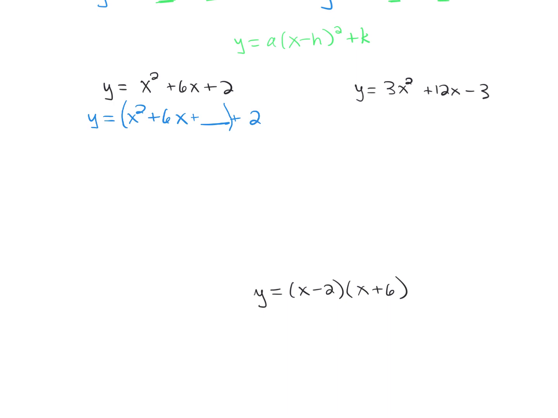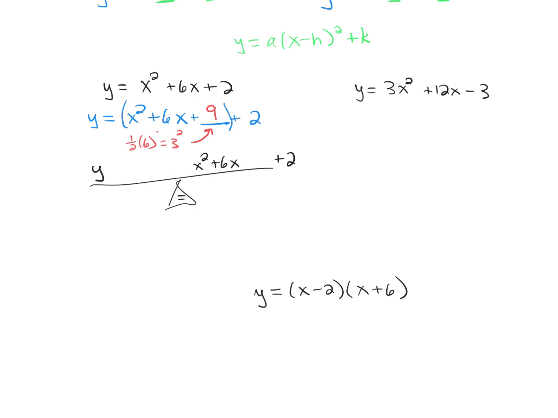Okay, so now here's the deal. When I take half of this number and square it, because that's the process for completing the square, I will write it down here. We take half of that number 6, which is 3, we square it, and that's what goes in that blank. Okay, but now think about it, because I've got a teeter-totter here. On the left side, I've got y, because here's my equal sign. On the right side, I've got x squared plus 6x plus 9 plus 2.